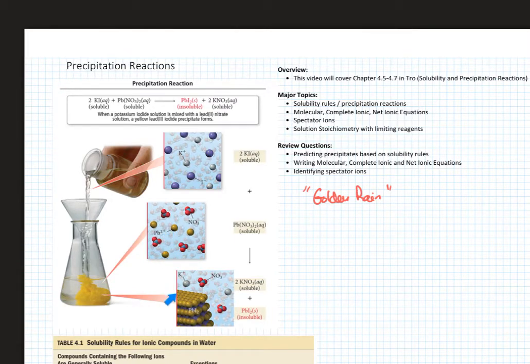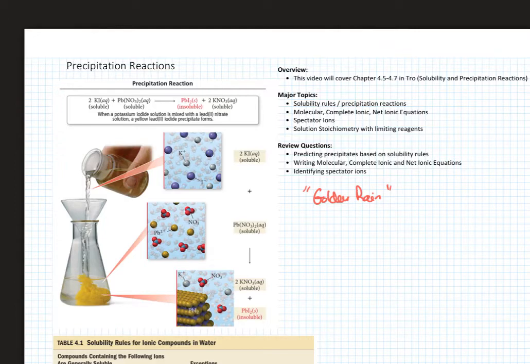When we dump them together, what we find is a solid forms of lead iodide, PbI2, and you notice it's got a regular structure, a crystalline structure. We also end up with these ions in solution, K+ and NO3-, and then there are the water molecules in the background. So the lead iodide is insoluble, the potassium nitrate is soluble, and that's a molecular picture of what's happening in this chemical reaction.